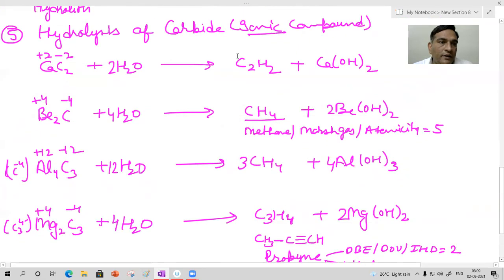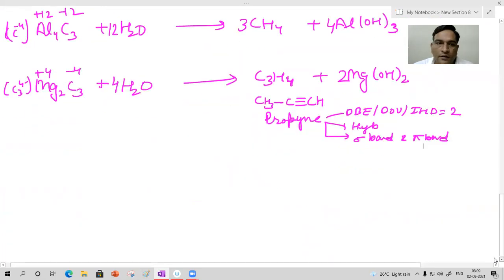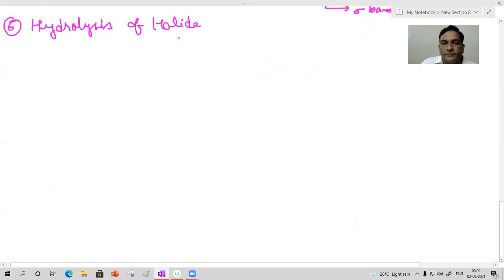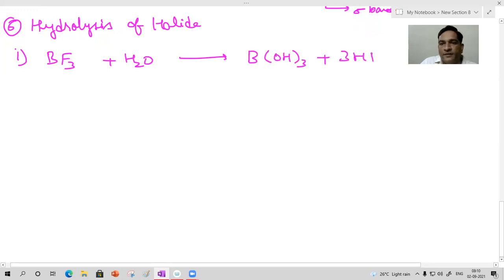Now next, 6th point, hydrolysis of halides. First, BF3 plus H2O. Fluorine is replaced by OH. Now we are getting B(OH)3 plus 3HF. It looks like a base, but it is not a base. It's an acid, it's boric acid.